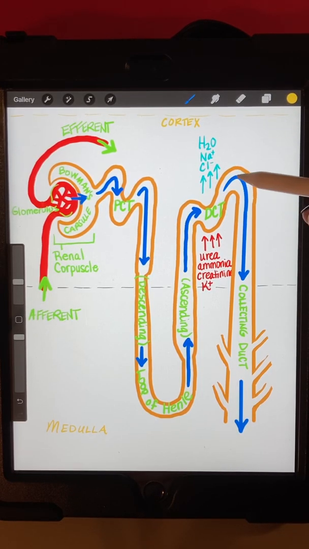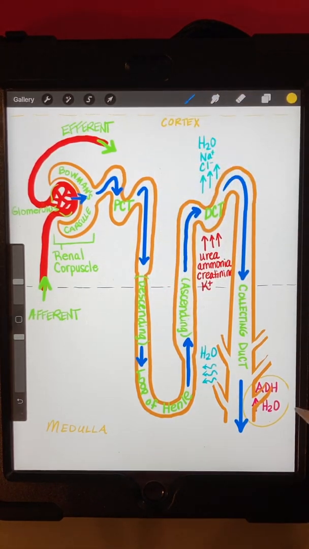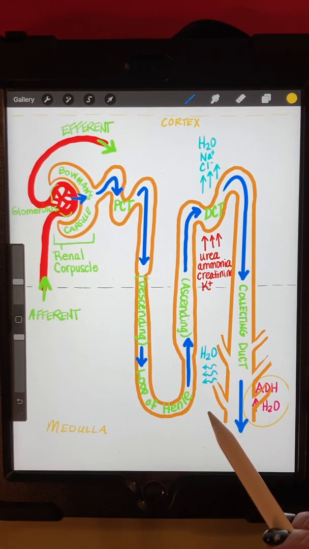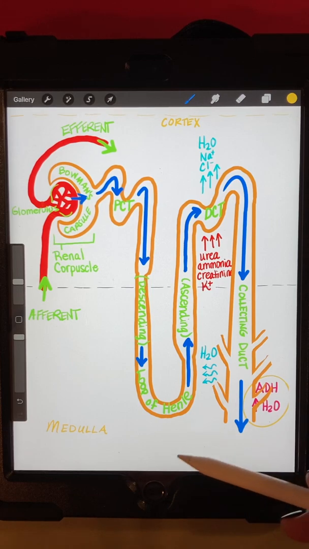Okay, and then it's going to come down here into the collecting duct. The last bit of reabsorption of water occurs here, and that is under the control of ADH, antidiuretic hormone. So in the presence of ADH, the duct becomes permeable to water, and due to the osmotic pressure in the medulla, water will flow out and be reabsorbed by the body if ADH is present.